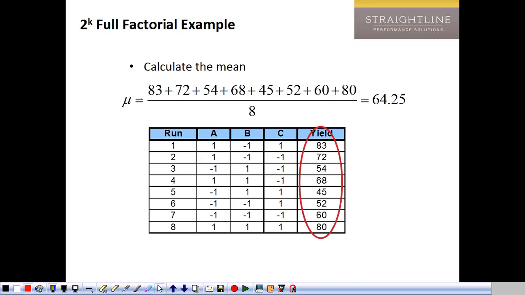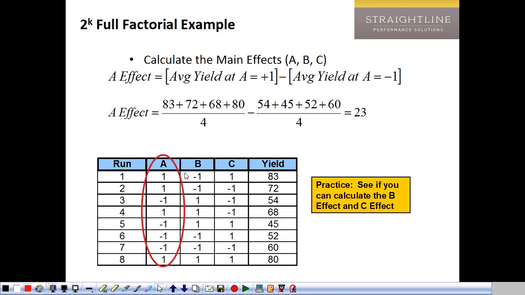The effect of A is to take all the plus A's, right? All the A's when A is plus 1, which I will actually highlight here just so that you'll see it. That's a plus 1. That's a plus 1. That's a plus 1. There should be one more. That's a plus 1. And those all go up there. So 83, 72, 68, and 80 divided by 4.